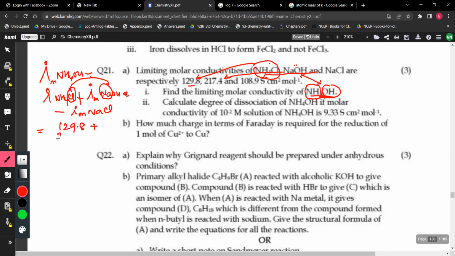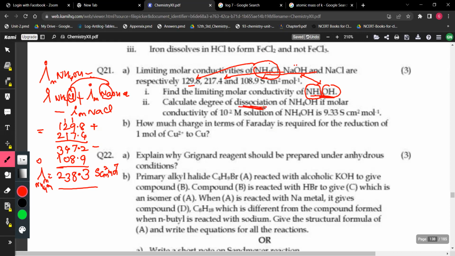129.8 plus 217.4. You add, you get 347.2. Minus this value, 108.9. So you get 238.3. What do you get? Siemens centimeter squared. The limiting molar conductivity is found. Lambda naught m of the required electrolyte, NH4OH, we have found out.